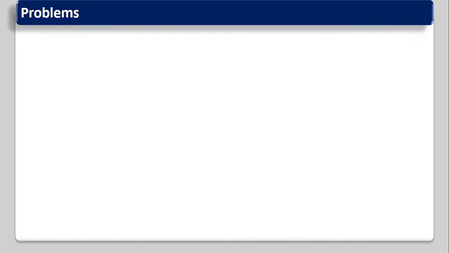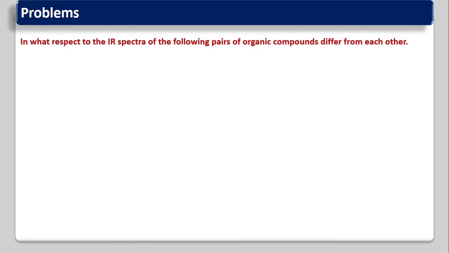Now the second type of problem is like: in what respect do the IR spectra of the following pairs of organic compounds differ from each other? So 2 molecules are provided and we have to identify the difference in IR spectrum. So you should know the IR values for the functional groups. For example, phenyl acetic acid and methyl benzoate. If a problem is like this, then you should know the structures of phenyl acetic acid and methyl benzoate. If names are provided, you should know the structure, that is the main thing.